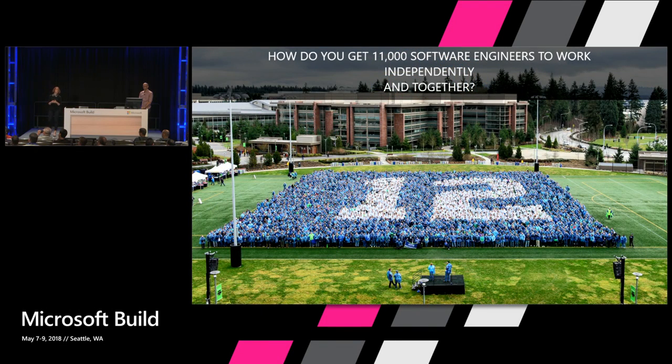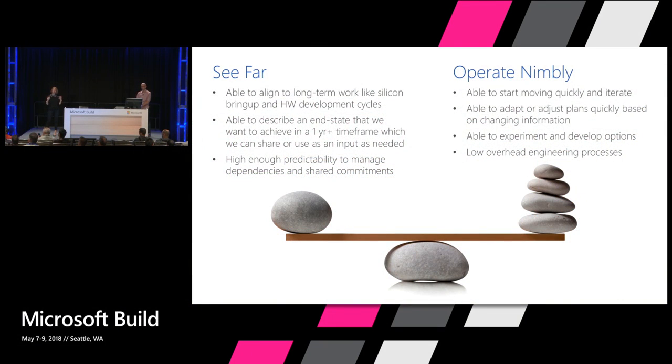11,000 software engineers to work independently and also work together. Actual picture of actual WDG engineers doing an actual 12th-man flag. So how do you get them to work together? So we have two things we try to keep in balance across those 11,000 folks. One, we do have things where we need to be able to see far. We used to call that waterfall. I think folks think that's a bad term. But we have things where we need to make predictions.